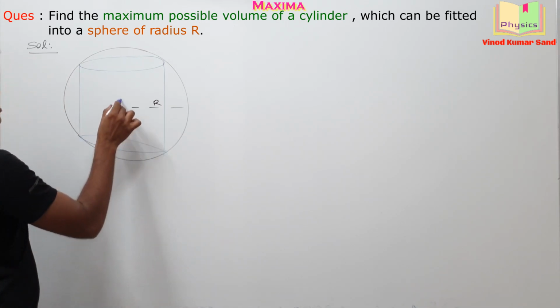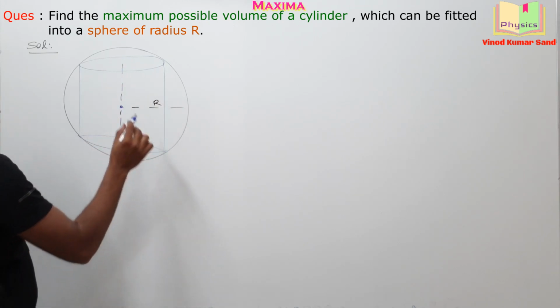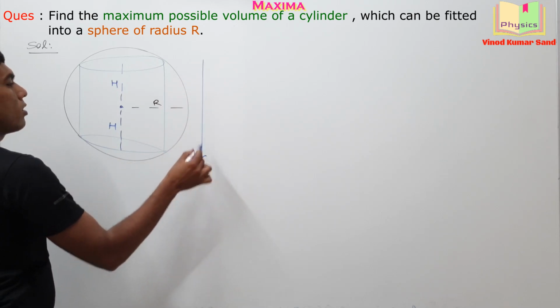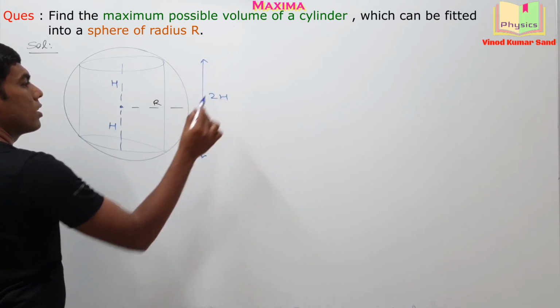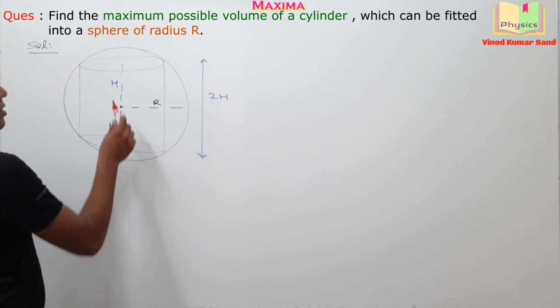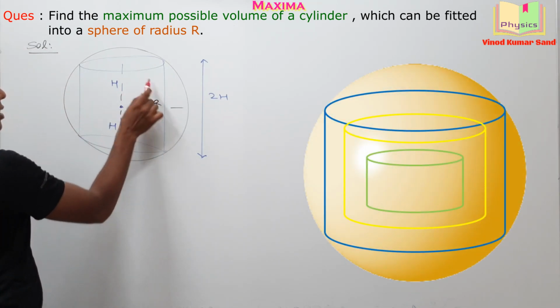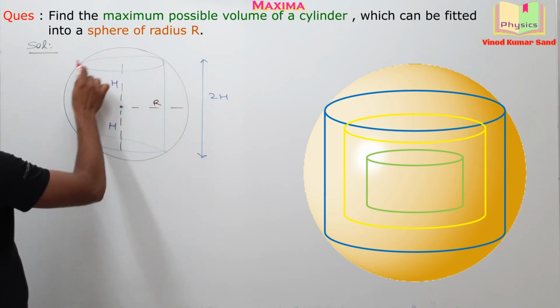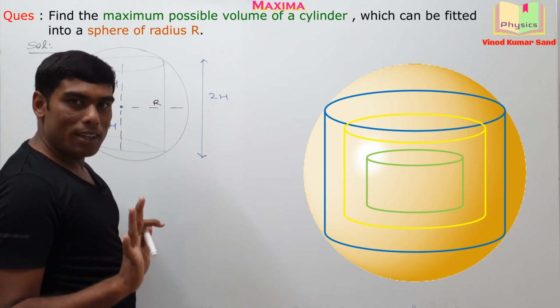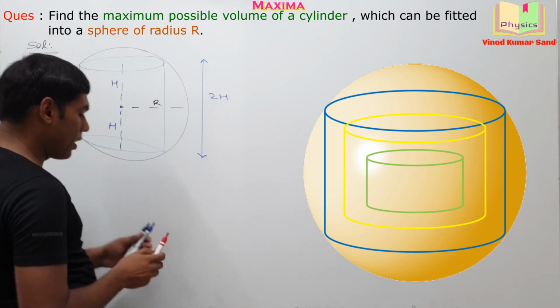The cylinder has the height, let's say 2h. This is h as well as this is h. The total height of the cylinder we have assumed as 2h. Actually, there could be many cylinders. You can imagine a cylinder like here, you can imagine a cylinder like here. This blue cylinder has the maximum possible volume inside the sphere, and that was our target.